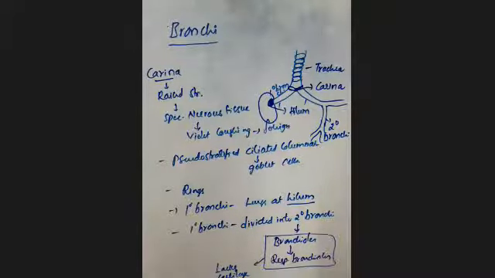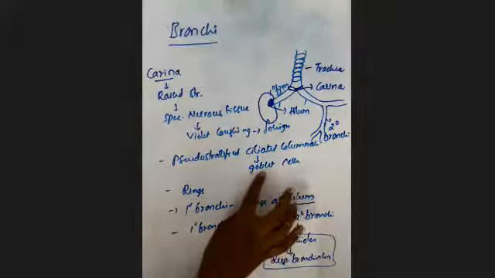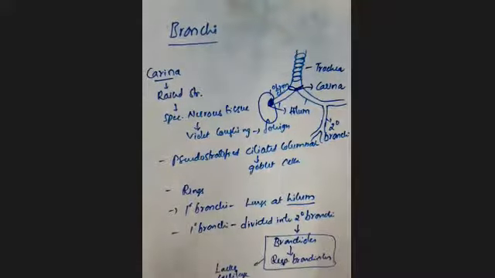And the goblet cells, I already told you, are what make up this lining. They secrete mucus. This mucus traps the debris or waste materials and also the pathogens that enter the bronchi. These are the two main functions of the bronchi.